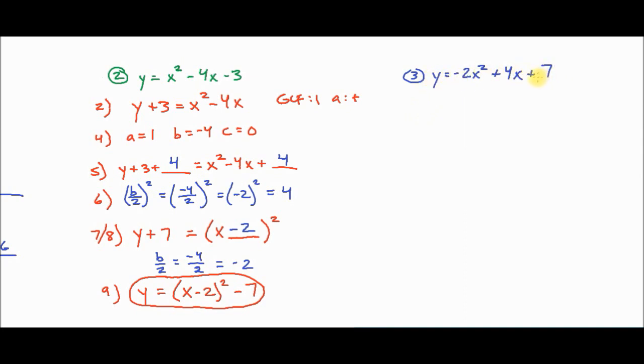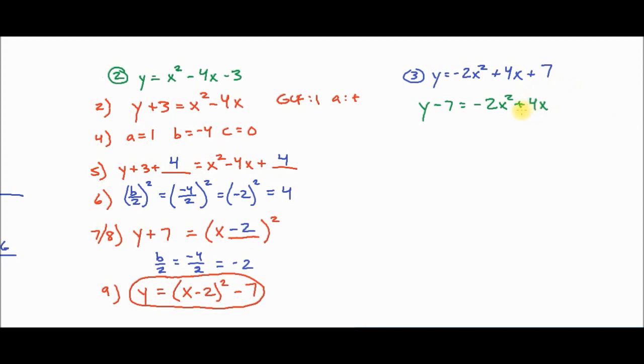We're good to go here. Step number 2, move the c term over to the right, to the left side. We're going to subtract 7 from both sides. Oh, I just realized I'm skipping something here. Class, step number 2, I apologize for that. Move the c term over. I was thinking I missed a step. Y minus 7 equals negative 2x squared plus 4x.